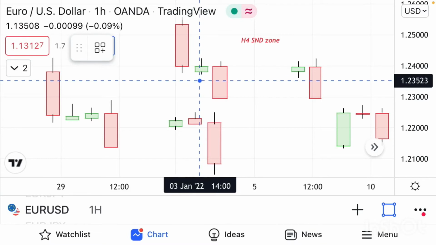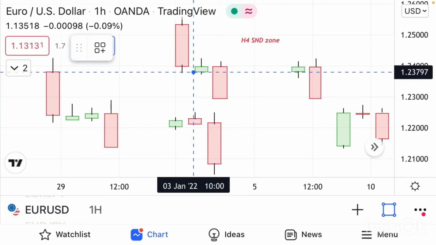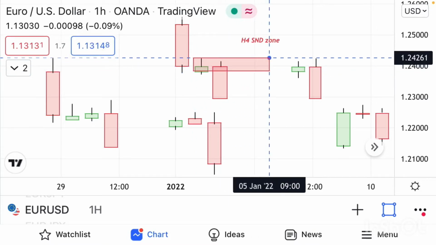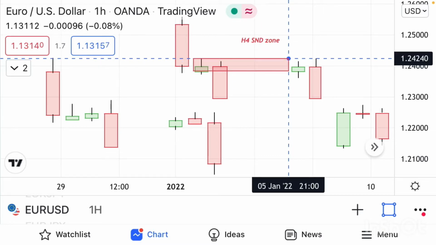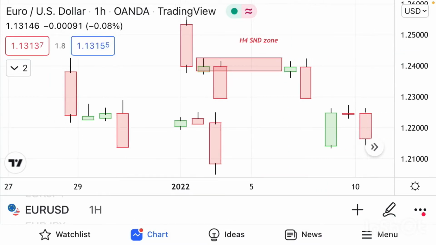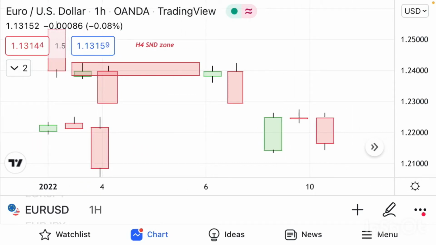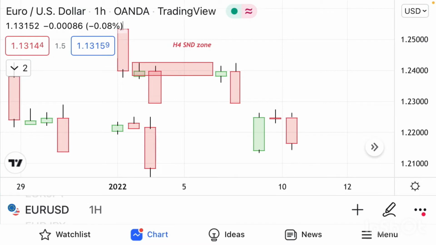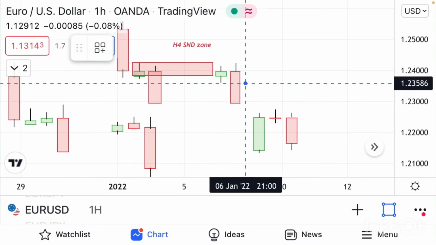Marking these zones, you need to mark from the opening of the last bullish candle before the sell, the opening body. From this opening body to the top wicks, that's how you mark these zones. It's very simple. You always wait for the market to come to this zone before you sell. If the market is not at the zone, you ought to wait and see what the market is doing.